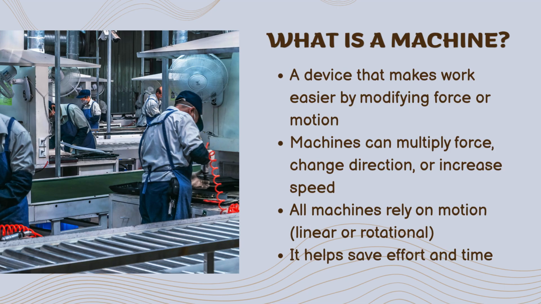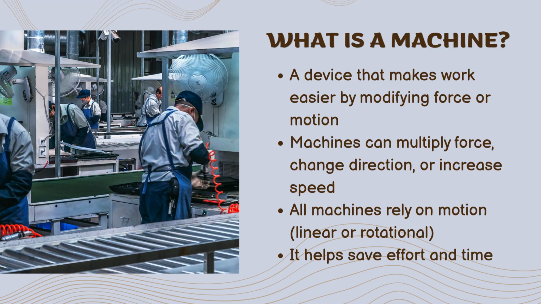So, what is a machine? Now, let's understand what a machine is. A machine is a device that makes work easier by modifying force or motion. This means that machines help us perform tasks more efficiently by reducing the amount of effort needed or by changing the way we apply force.